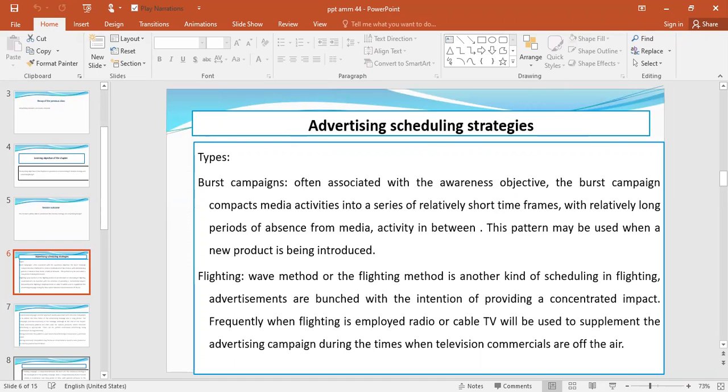The second one is flighting. The wave method or the flighting method is another kind of scheduling. In flighting, advertisements are bunched with the intention of providing a concentrated impact. Frequently, when flighting is employed, radio or cable TV will be used to supplement the advertising campaign during the times when television commercials are off the air.